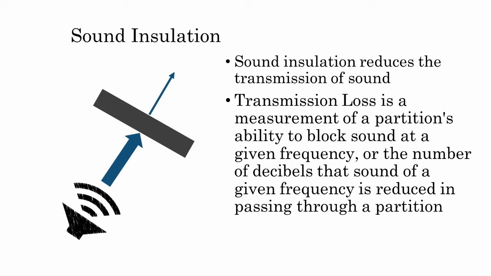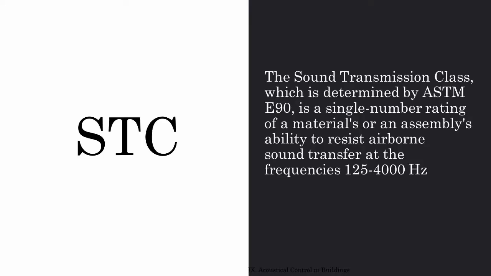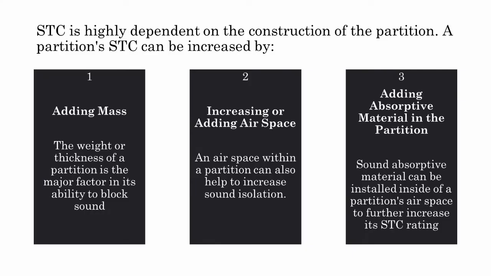Transmission loss is a measurement of a partition's ability to block sound at a given frequency, or the number of decibels that sound of a given frequency is reduced in passing through a partition. The sound transmission class, or STC, which is determined by ASTM E90, is a single number rating of a material's or an assembly's ability to resist airborne sound transfer at the frequencies 125 to 4000 Hz. The sound transmission class is highly dependent on the construction of the partition.